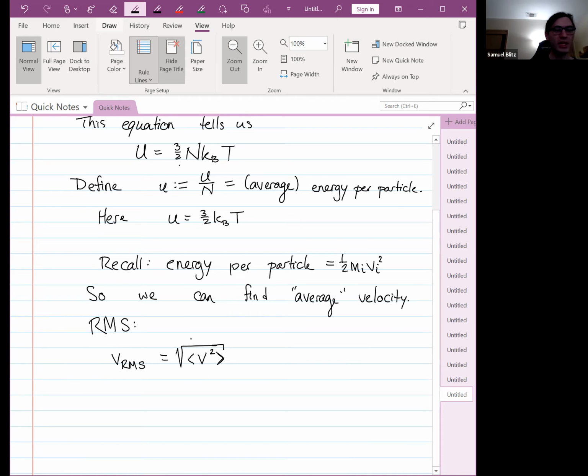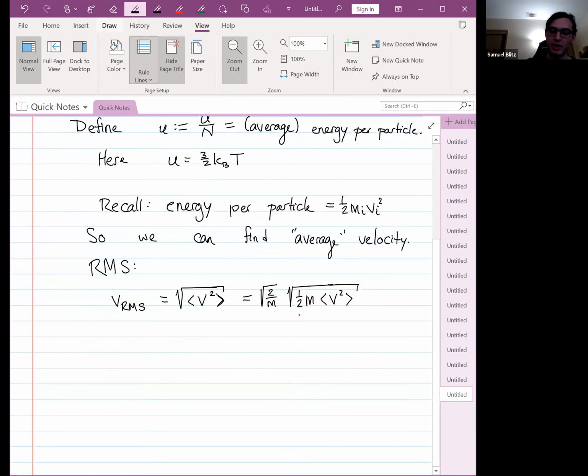But we can manipulate this a little bit to relate this to quantities we already know. In particular, this would be equal to the square root of 2 divided by m, where m is the mass of the particle, times the square root of 1/2 m times the average of the square. I just multiplied and divided by 1. But every particle has the same mass, and so this is actually the average kinetic energy of a particle. So this would be the square root of 2 over m times the square root of the average kinetic energy.